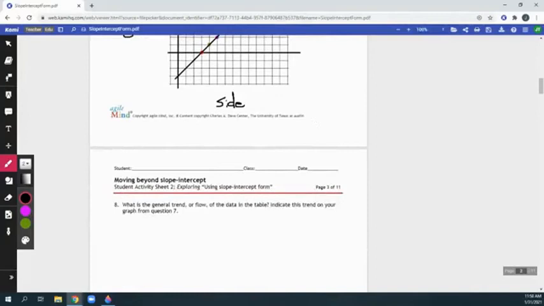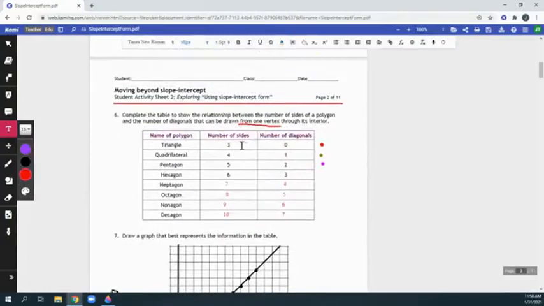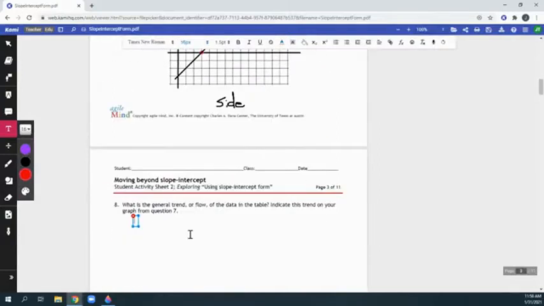Okay, so what we're going to say is, here's a trend you probably noticed. When this goes up by one, that goes up by one. Number of sides goes up by one, the number of diagonals goes up by one. So we'll say that. When the number of sides increases by one, so does the number of diagonals from one vertex of the shape.